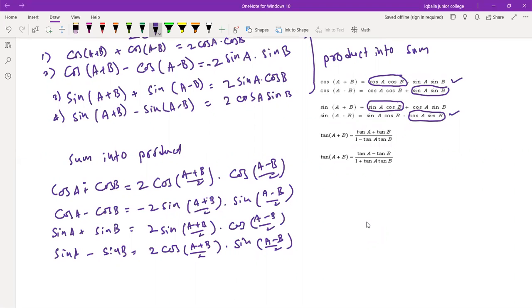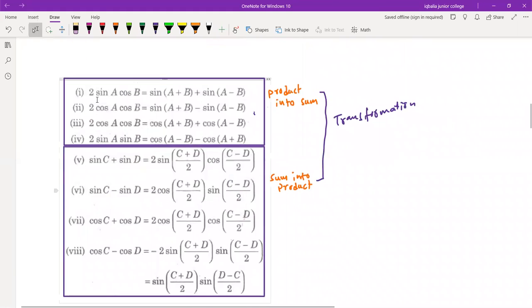So these 8 formulas are there in transformation. The first four formulas are called product into sum, and the rest of the 4 formulas, 5, 6, 7, 8, are called sum into product. These product into sum and sum into product formulas are called transformation. So you have to memorize these 8 formulas.